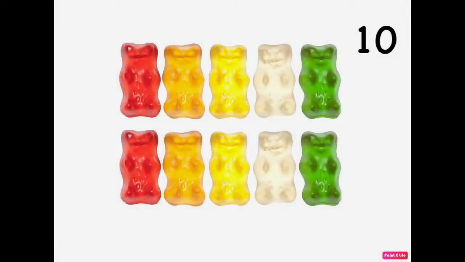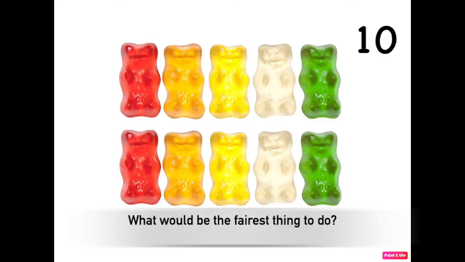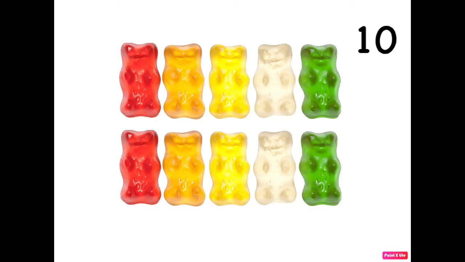Sometimes we can divide things into halves without cutting. For example, if we have 10 Haribo gummy bears like this, and if you and I both want to eat them, what would be the fairest thing to do? Well done! It would be fairest if we divided the gummy bears between us into two equal piles. So there are 10 gummy bears here.